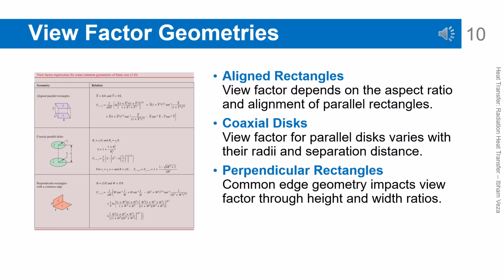View factor geometries. Different geometries have different view factor relationships. For aligned rectangles, the aspect ratio and alignment are the main factors. For coaxial disks, the radii and separation distance are critical. For perpendicular rectangles, the height and width ratios along the common edge are the key parameters. Tables and charts are used to simplify practical calculations.